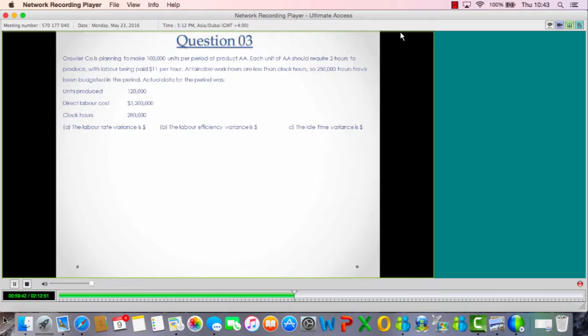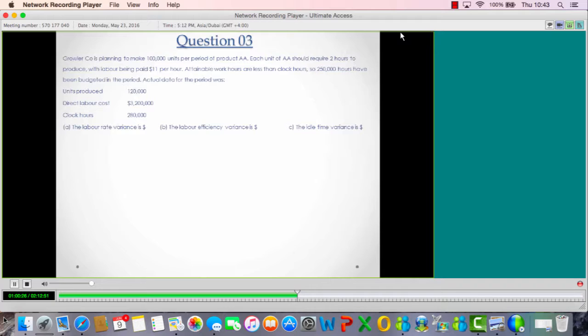But in this question, they have not given the actual idle time. Then what we'll have to do is consider the budgeted idle time in the actual clock hours. Everyone clear how 80% was arrived at? 200 divided by 250. Just tell me, guys, if you have any questions. Are you fine with how I arrived at the percentage, 80%? Yeah.